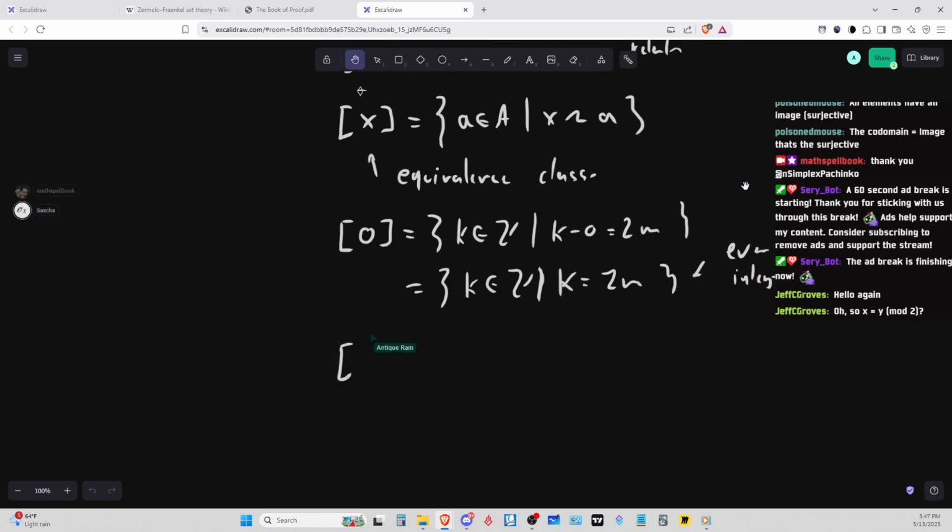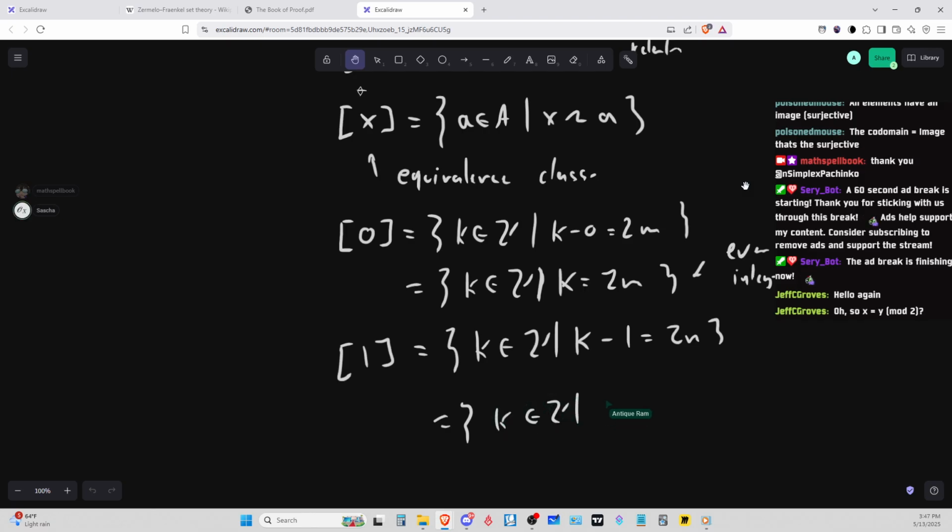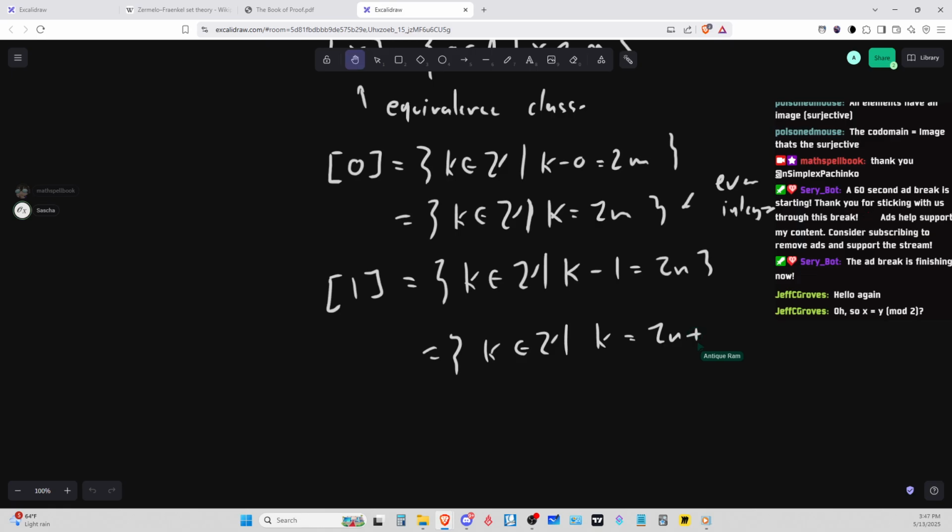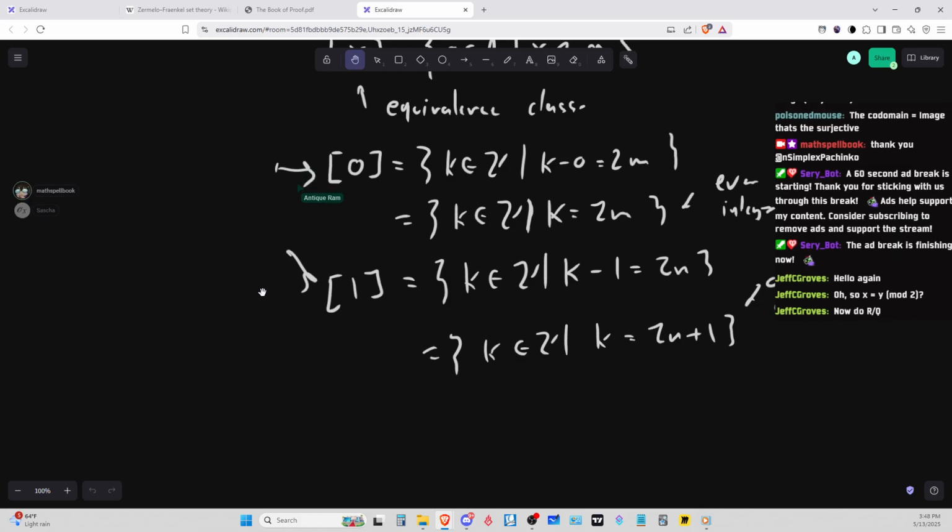And you have also another class, which is the class of 1. That will be by definition all the numbers such that k minus 1 is equal to 2n. Or if you prefer, you just move the 1 to the other side, so you get that k is equal to 2n plus 1, which is the odd numbers. And you can show that these are the only two possible classes.